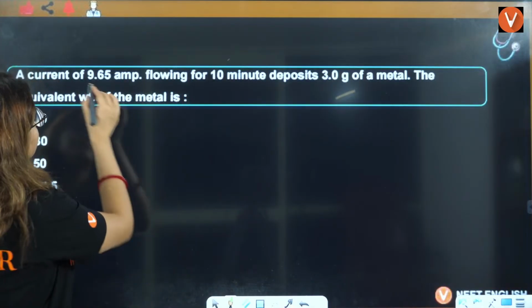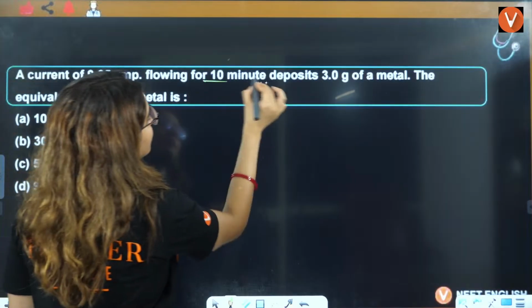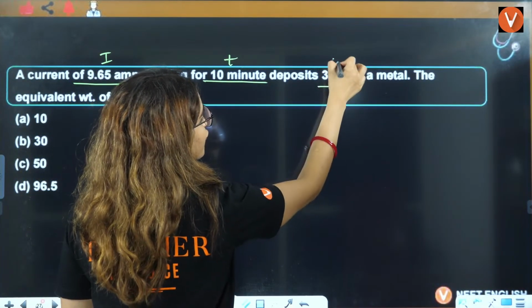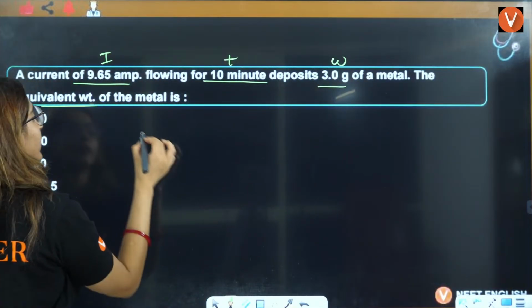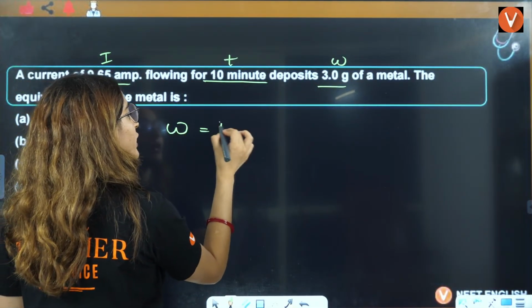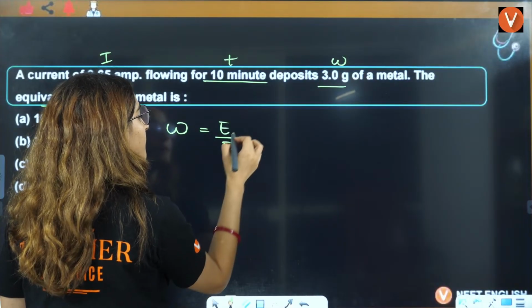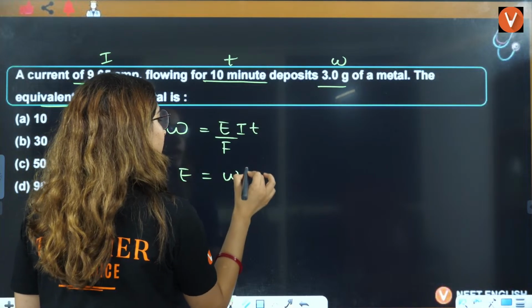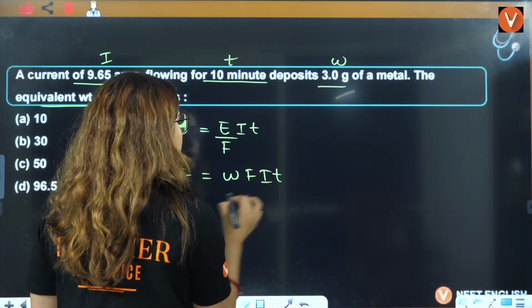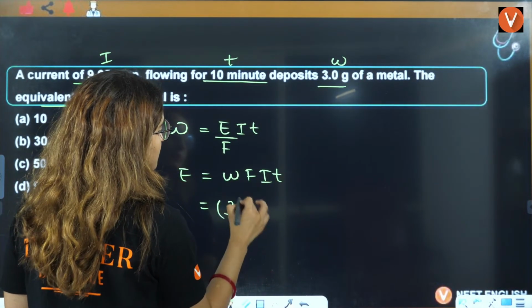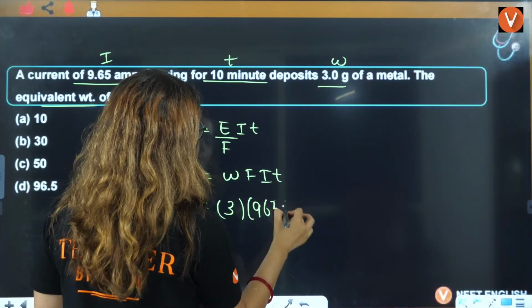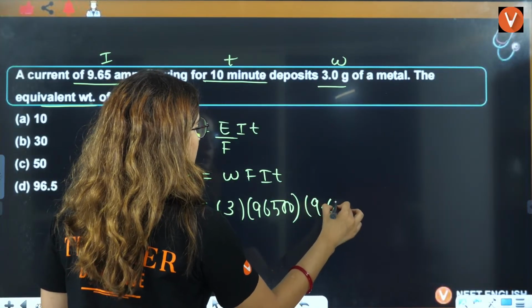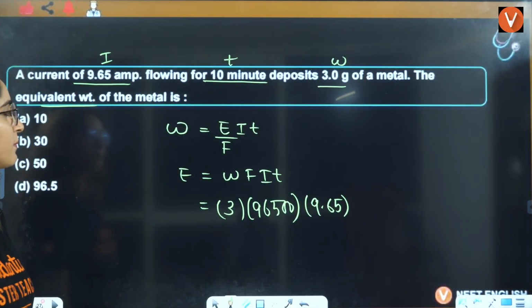A current is given to you flowing for 10 minutes, time is given, current is given, weight is given, equivalent weight is asked. So weight is equal to equivalent weight by Faraday multiplied by I T. So equivalent weight is equal to weight into Faraday divided by I into T. Weight is nothing but 3 grams. Faraday is 96500 and this current is what? 9.65, right? Okay.